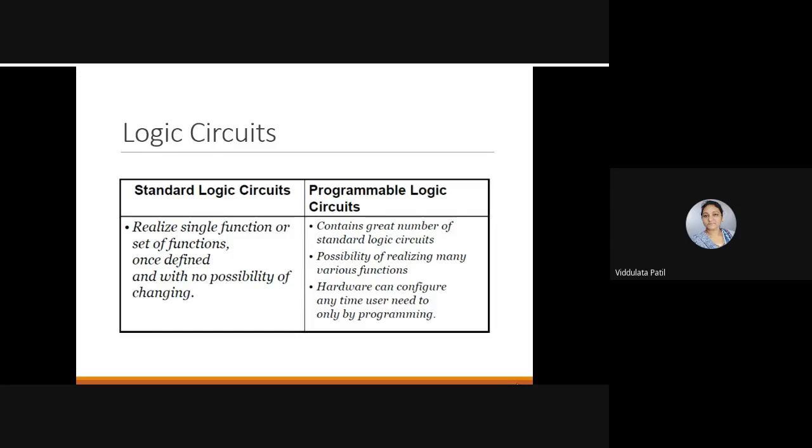Now let us discuss certain basic things. Tell me, what is meant by a logic circuit?